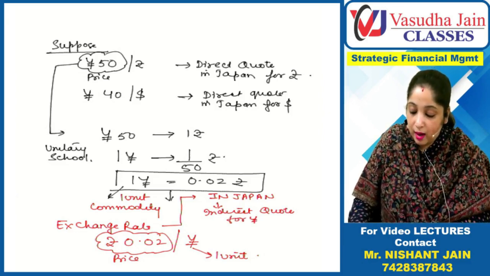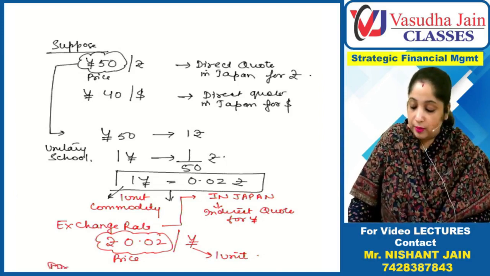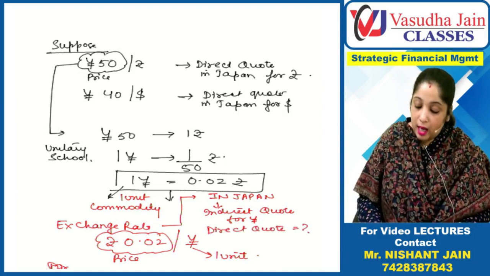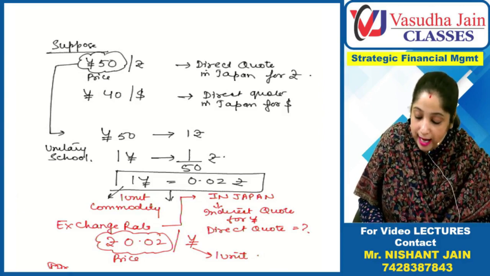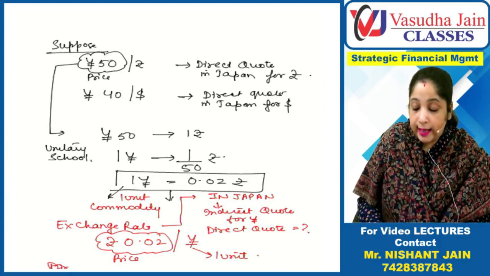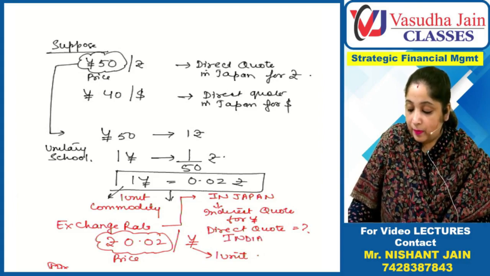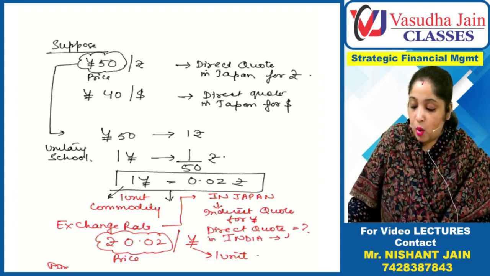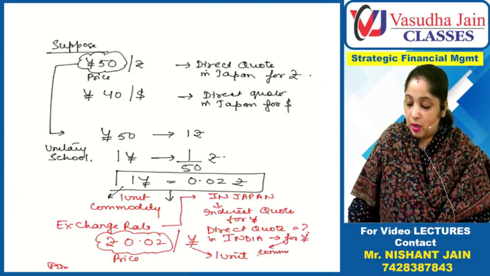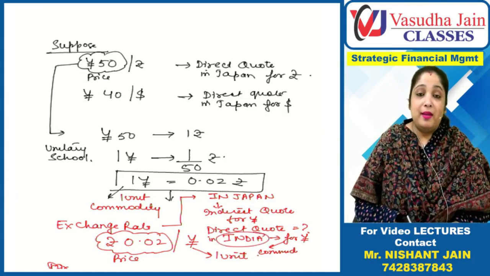But this quote will be a direct quote. In which country will this be a direct quote? The currency which is playing the role of price is rupees. Rupees is the currency of which country? India. In India, this quotation is a direct quote. In India, this is a direct quote for yen. "For" implies commodity. I hope there is no confusion. But this is a direct quote in which country? India. Ma'am, we are getting confused.